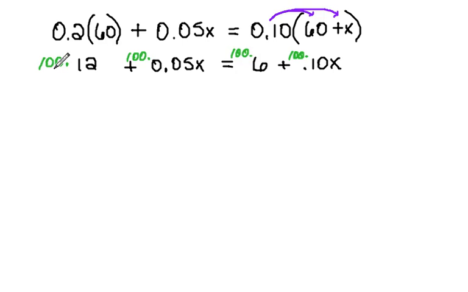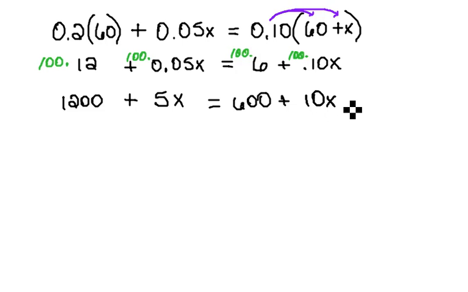And let's simplify. So 100 times 12 would be 1200 plus 100 times 0.05. This is the nice thing about multiplying by powers of 10, you can just move your decimal over. So that would be 5x. We've learned that previously. Equals 100 times 6 would be 600 plus, now here, if we're multiplying by 100, we could just move our decimal over 2 places, so that would be 10x. Now at least we don't have any more decimals to worry about.